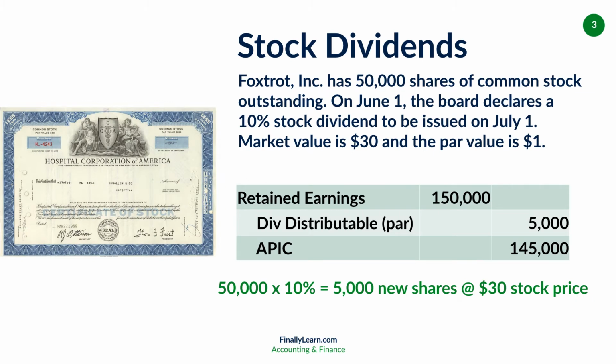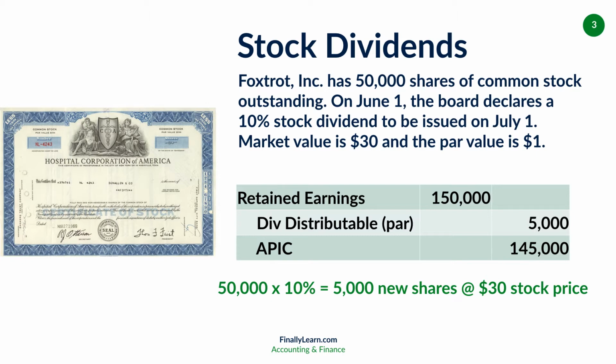All right, let's jump right into stock dividends. The previous video we did cash dividends, but here's stock dividends. Let's say that you have 50,000 shares of common stock outstanding. Remember, outstanding shares are what get to vote and what receive dividends. That represents the ownership. On June 1st, the board declares a 10% stock dividend to be issued on July 1st. The market value is $30 per share and the par value is $1 per share.